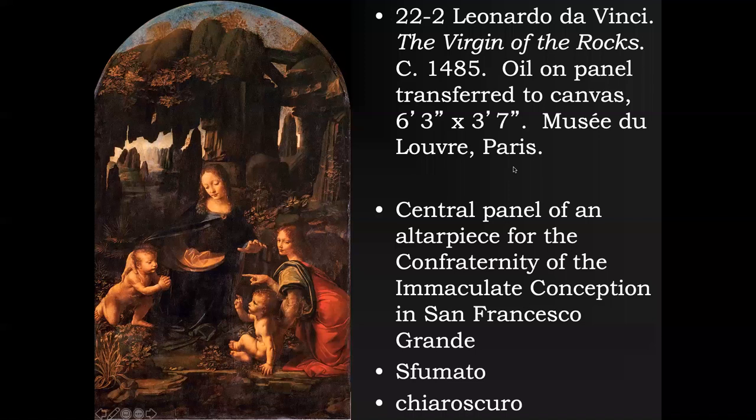So it's the central panel of an altarpiece for the co-fraternity of the Immaculate Conception in San Francisco Grande. And that's kind of important because it's contributing to that cult of Mary that we were talking about before. And this particular co-fraternity, they like this idea. They have Immaculate Conception right in the name. So they want to raise up Mary, and they picked a perfect artist to do it.